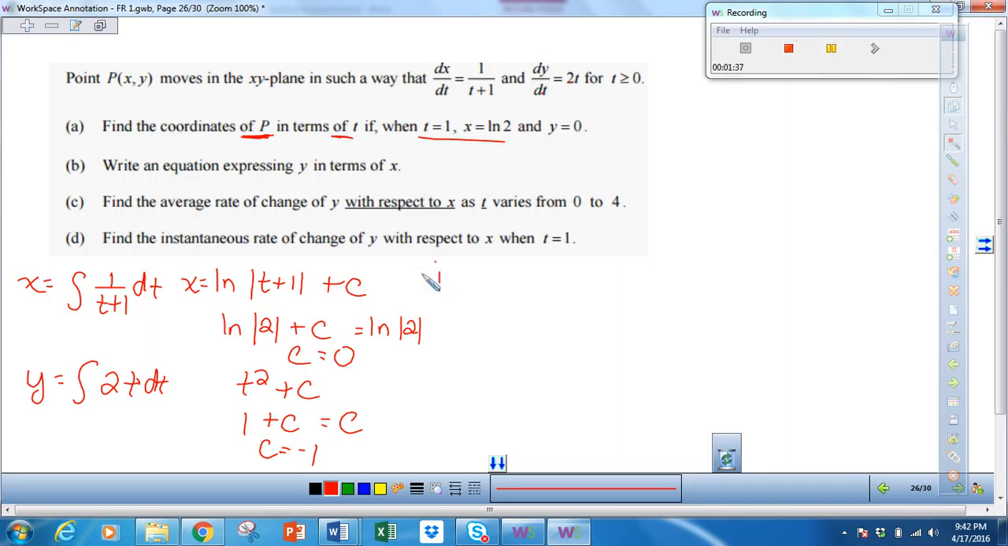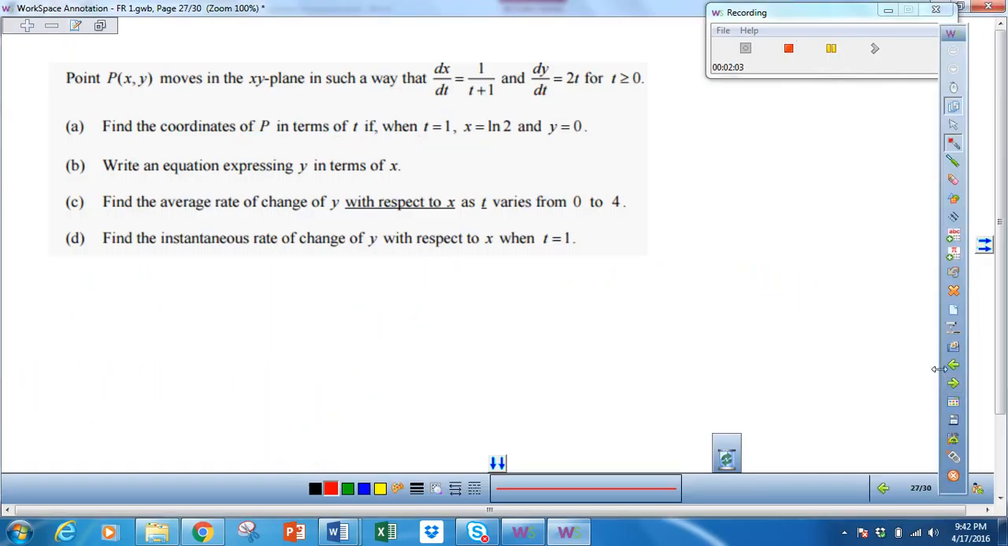So you got 1 point for finding x, 1 point for finding y, and 1 point for considering c in each of those, and that gives us the point the natural log of t plus 1, comma, t squared minus 1. And that was your final answer.